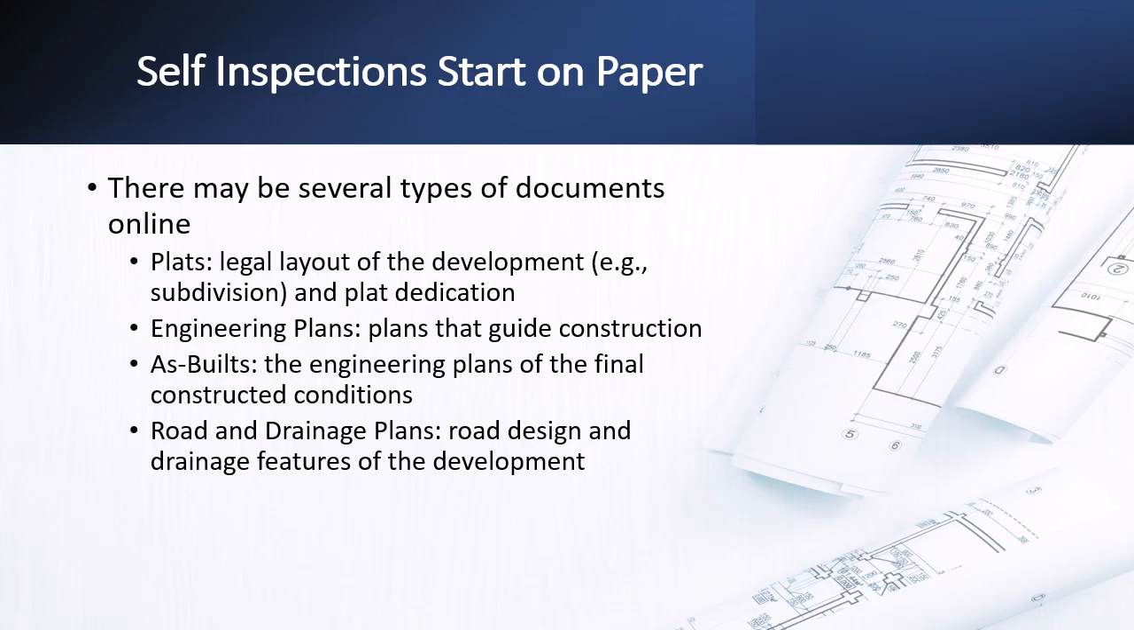Self-inspections start on paper, but there may be several types of documents available to you online. These include plats, engineering plans, as-builts, and road and drainage plans. Plats show the legal layout of the development, such as your subdivision, and include the plat dedication. Engineering plans are the plans that guided construction of the development. As-builts are the engineering plans that show the final constructed conditions, as there may have been changes made during construction. Road and drainage plans show the road design and drainage features of the development.